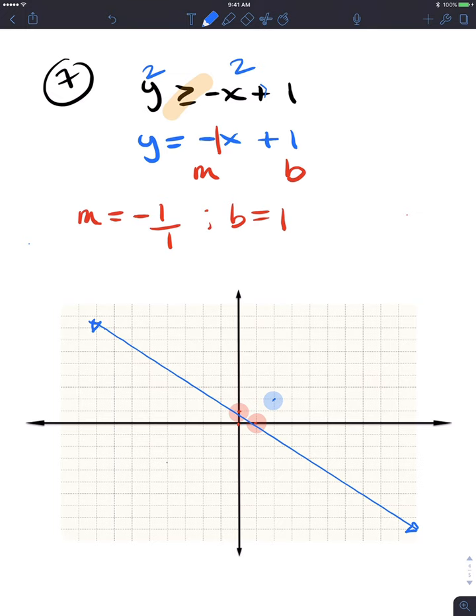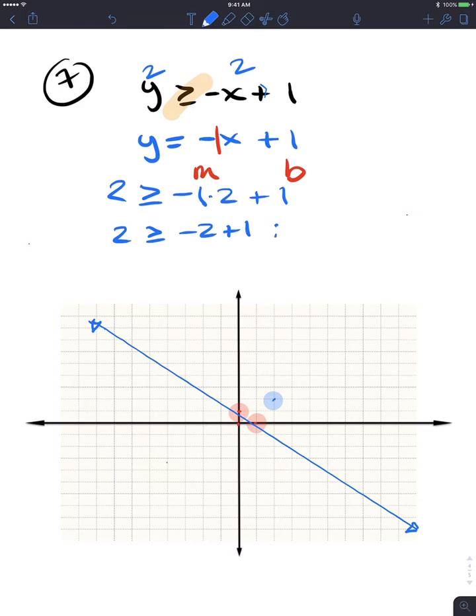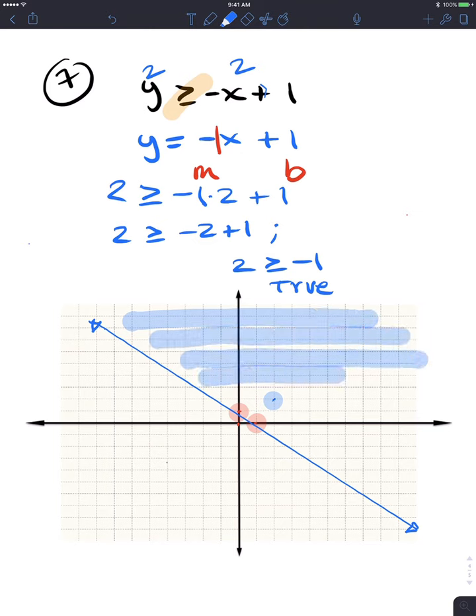We're going to need some space. X is 2, y is 2. Notice what this becomes. 2 greater than or equal to negative 1 times 2 plus 1. If I do my arithmetic on the right-hand side, I get negative 2 plus 1, or I get the statement that 2 is greater than or equal to negative 1. This is a true statement. What this means is we shade the upper right region. Every point in this region will give us a true statement.